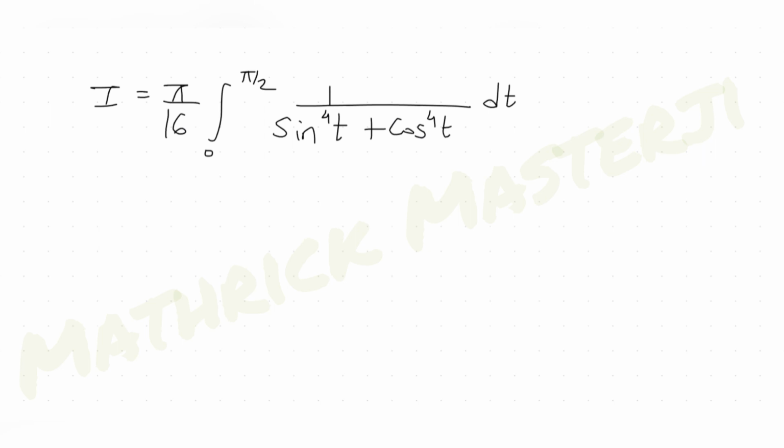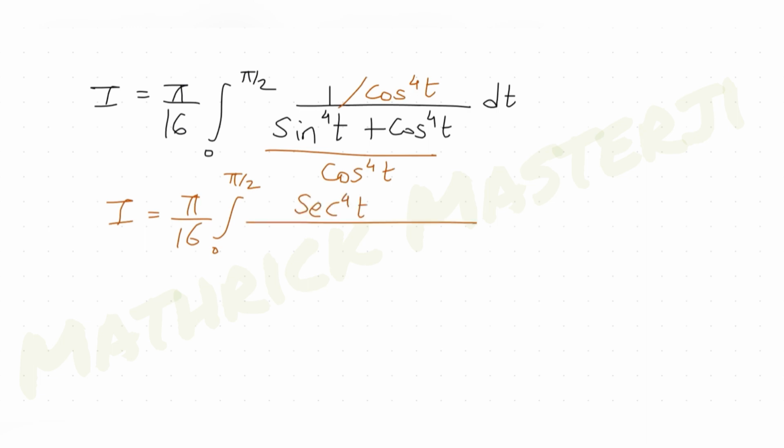Now, if I want to evaluate this further, first of all, I can just divide this by cos raised to 4t. So we know already that whenever sin and cos terms are there, make it basically a tan term. So to make a tan term here, I will divide by cos raised to 4t in the numerator and the denominator. So I get I equals pi over 16, 0 to pi over 2, and this basically makes the expression sec raised to 4t divided by sin divided by cos. We know it's tan, so tan raised to 4t plus cos divided by cos, which is 1. So we get this entire expression.